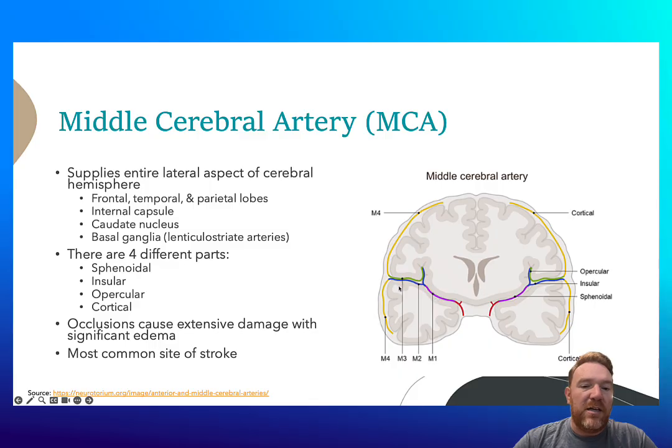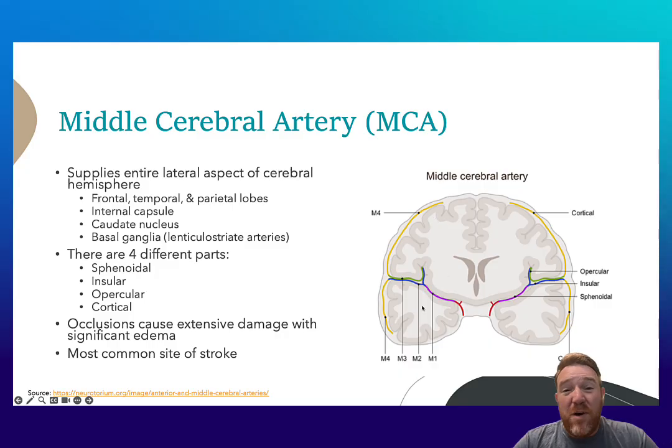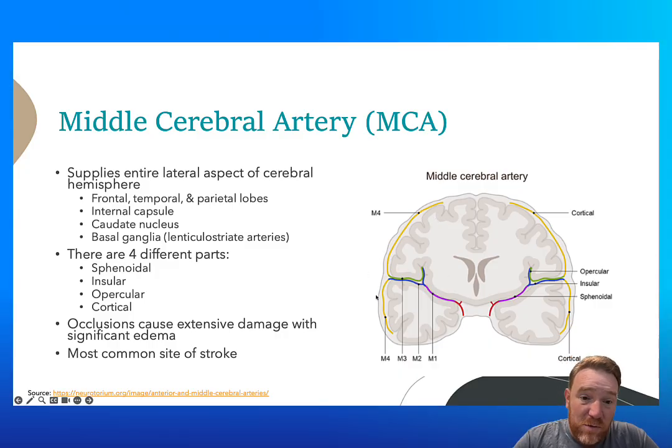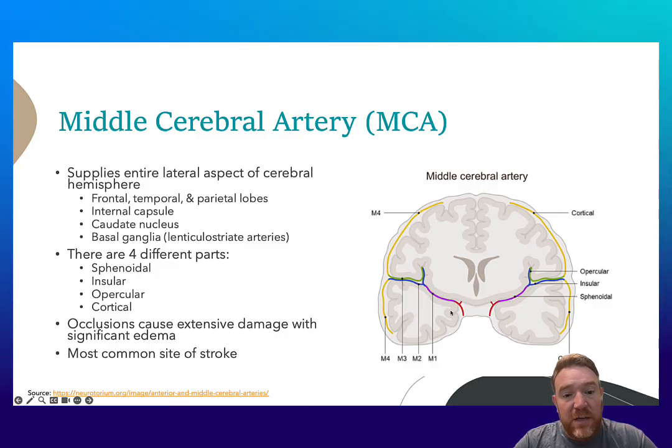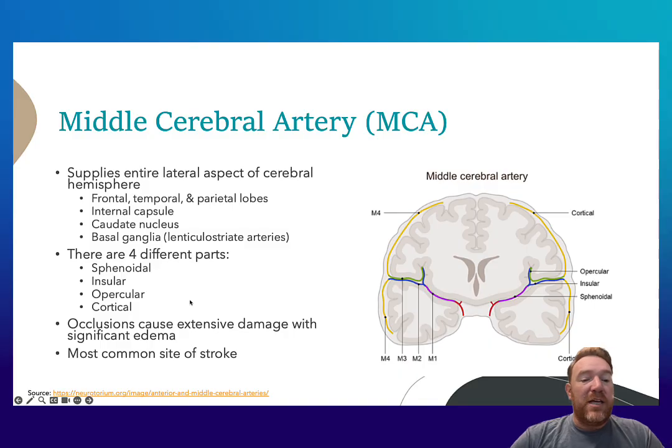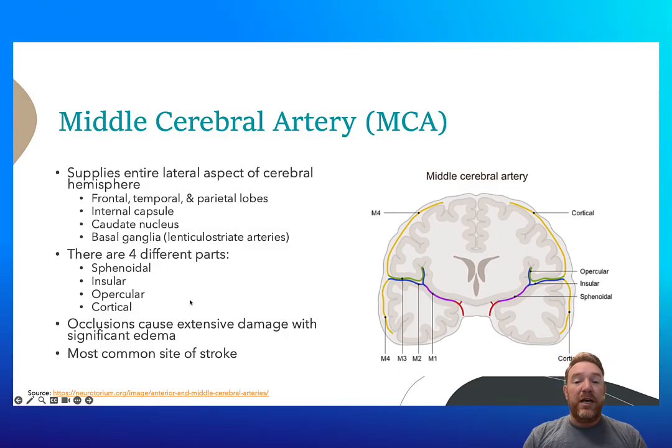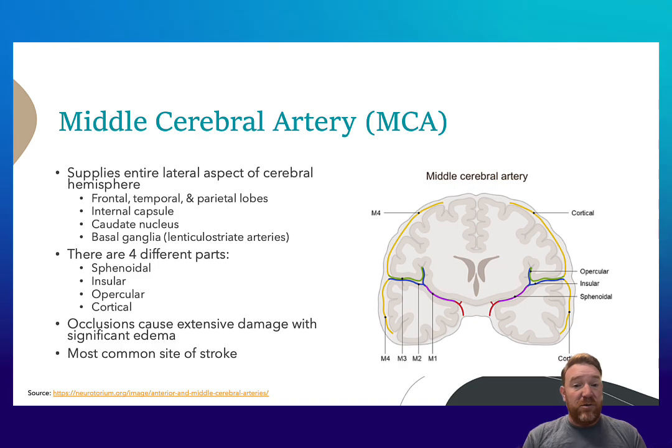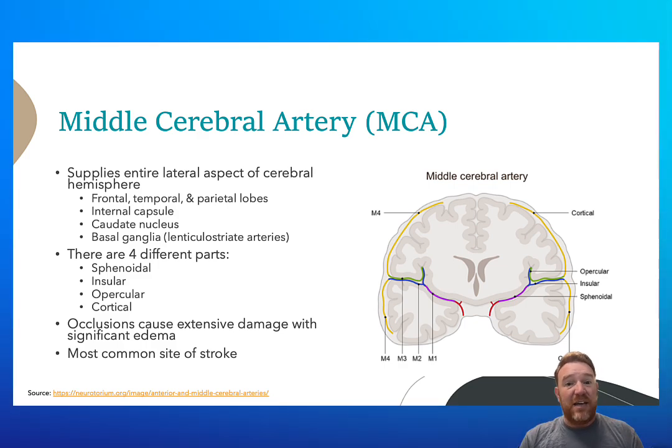But typically you're going to hear MCA stroke, and then you've got to look at the imaging to see where it is. Is it more lateral or more cortical, or is it deep in here? They can have extensive damage. Like I said, this is a huge artery, and usually if you have a stroke, it's going to end up in the MCA.